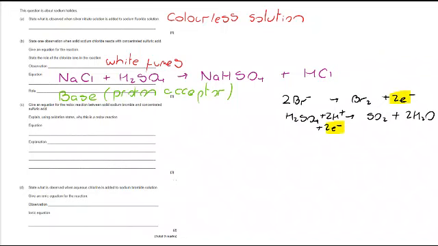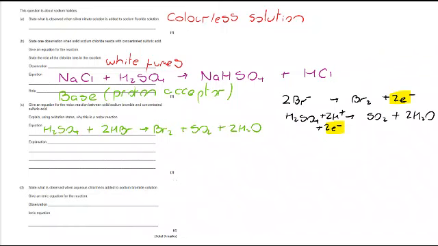I can see that I've got 2e- on the right on the first one, 2e- on the left on the second one, so I don't need to do any multiplication up. So I can simply combine those together and I get the equation that you can see here. H2SO4 and 2HBr go on to make Br2, SO2 and 2H2O.